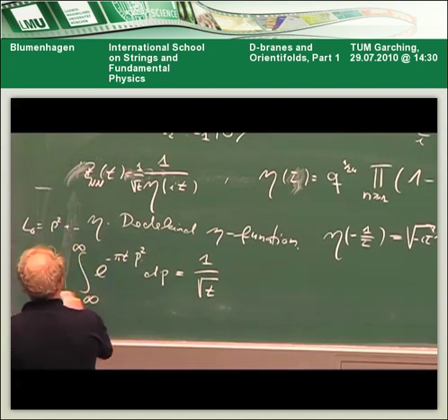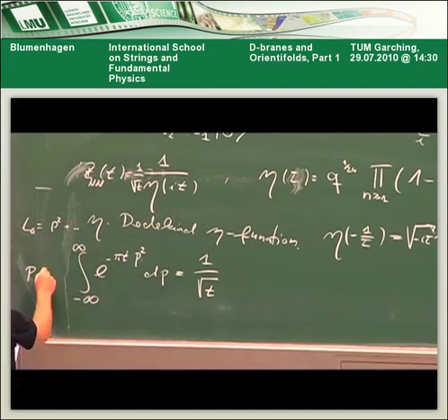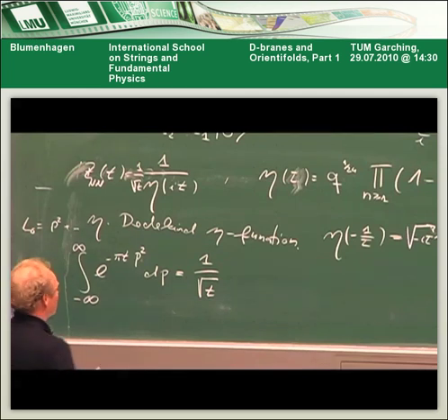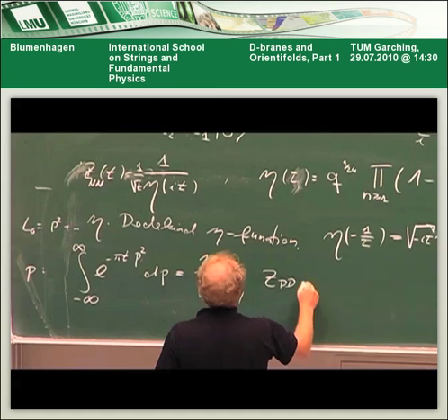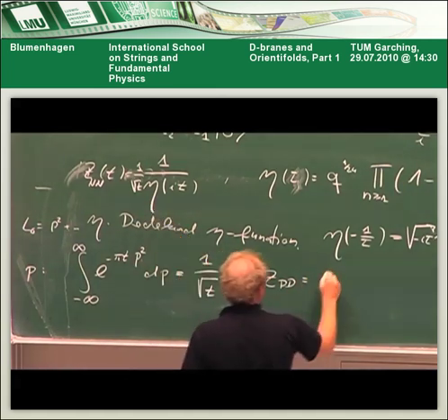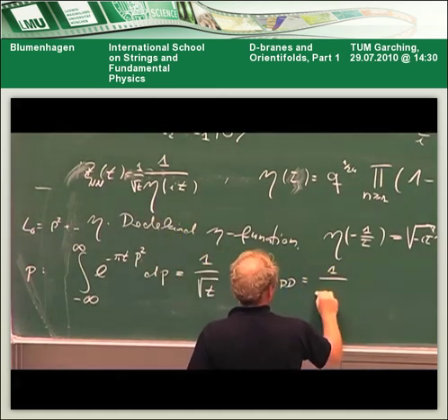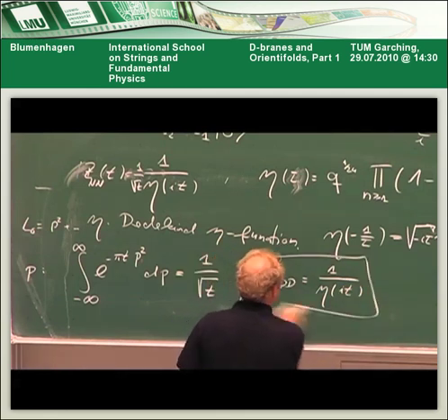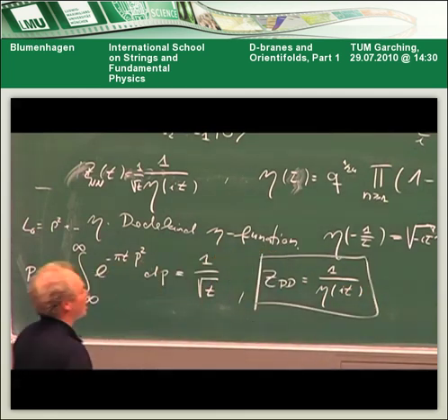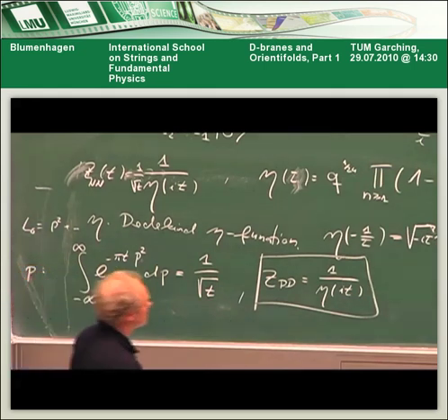Yeah, it's obvious, I think. So p. Okay, and for Dirichlet, it's the same without this extra factor for the center of mass momentum. So it's this one. Okay, so now I can define what a D-brane is.